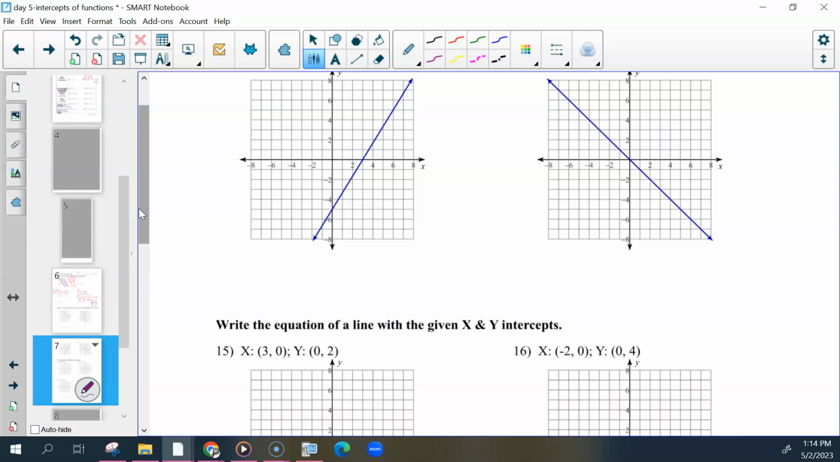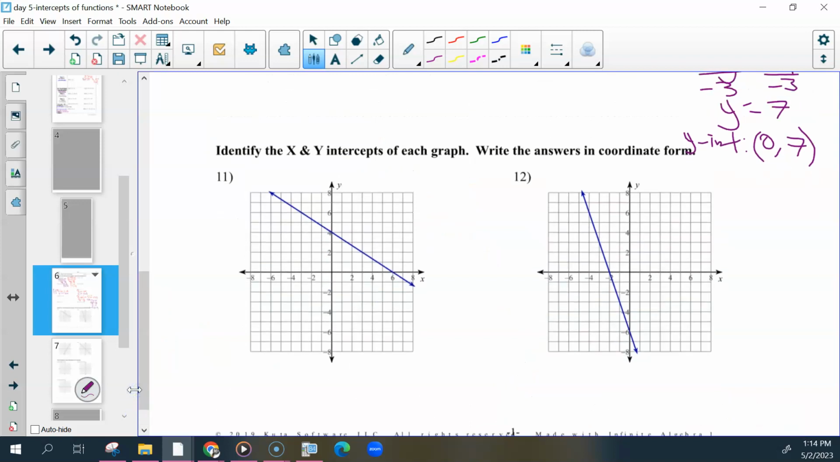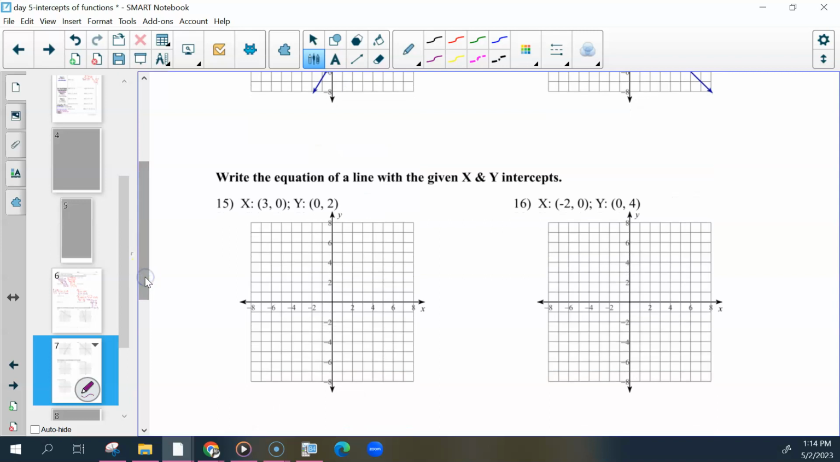Wait, are 11, 12, 13, 14 different? They're separated. They're all right. Nope. Those are all whatever this direction says. So identify using ordered pairs. And I guess number 15. I guess just for me.